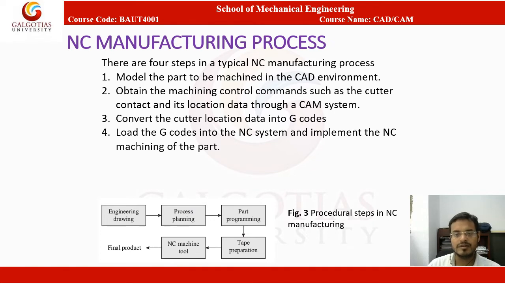So first, whatever we design, we have to make the part. First, we will design the engineering drawing of the part in the software. Then we will do process planning. Then we will write the part program. We will write the codes of the machining after locating the tool, the cutter and the workpiece. So after getting the G codes and M codes that require part programming, we implement the NC machining of the part.